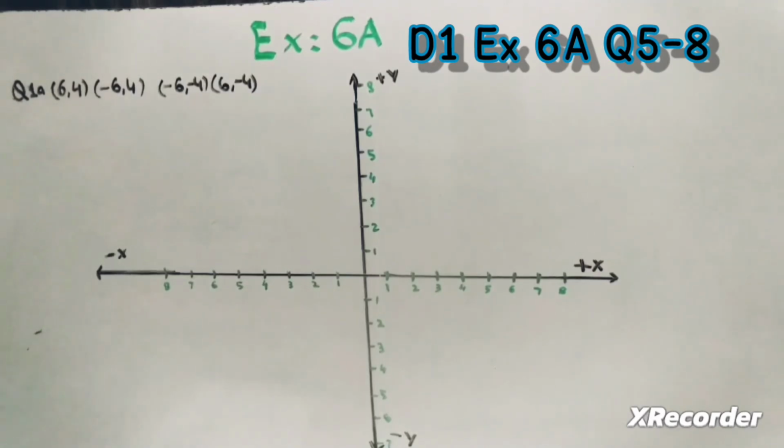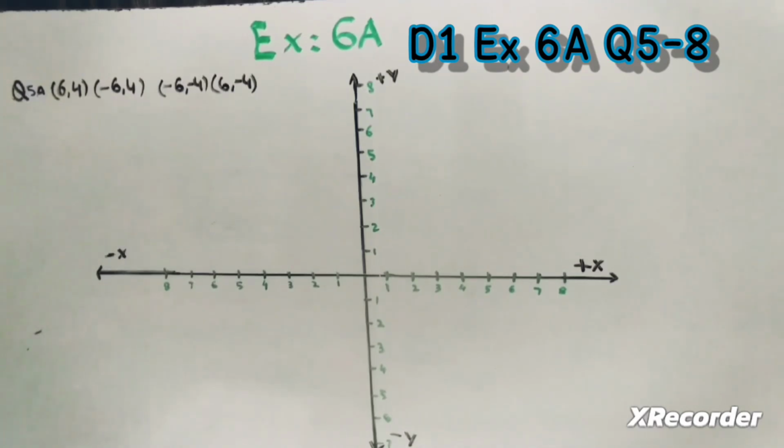Let's continue our exercise 6a. Question number 5. Plot each set of the given points on a sheet of graph paper. Join the points in order with the straight lines and identify each geometrical shape obtained.